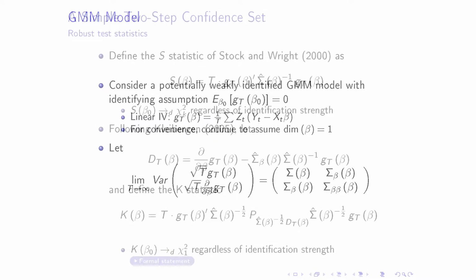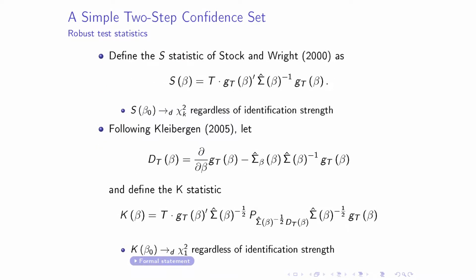With these definitions, we can define the S-statistic of Stock and Wright 2000, which is just proportional to the continuous updating GMM objective function. And this statistic will converge to a chi-squared k distribution when evaluated at the true parameter value, regardless of the identification status of the model. Following Kleibergen in 2005, I'll also define a statistic D, which is equal to the Jacobian of the moment condition after I've orthogonalized it to the moment condition itself. The K statistic will then just be the appropriately normalized projection of the moment condition onto D. And this statistic will converge in distribution to a chi-squared 1, regardless of the strength of identification.